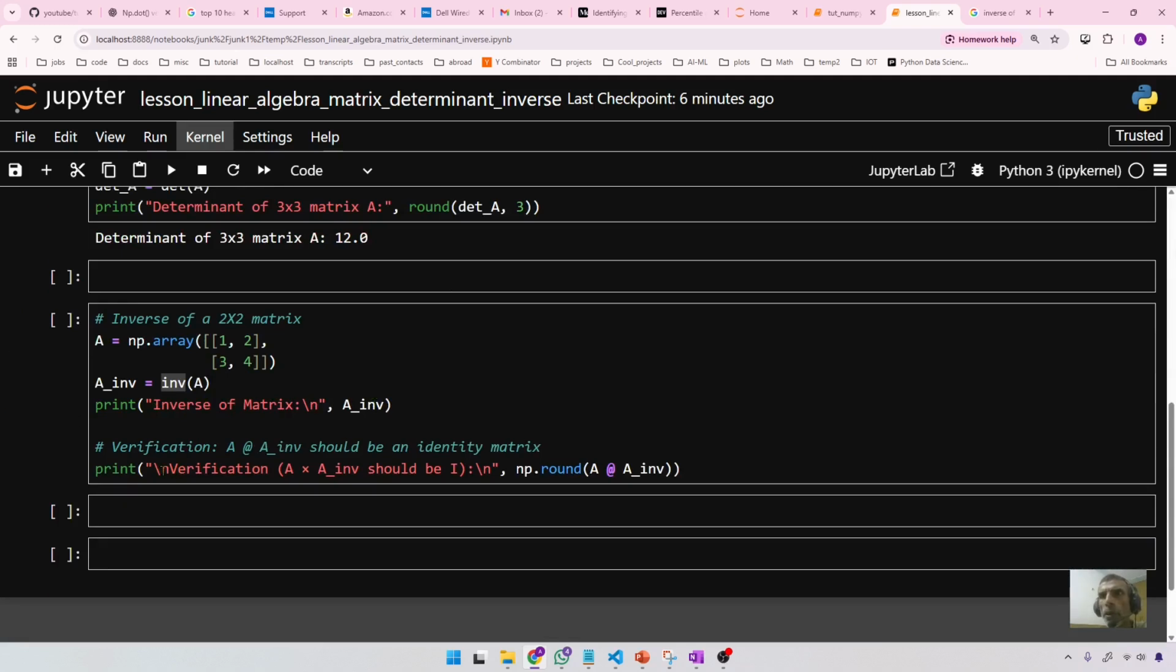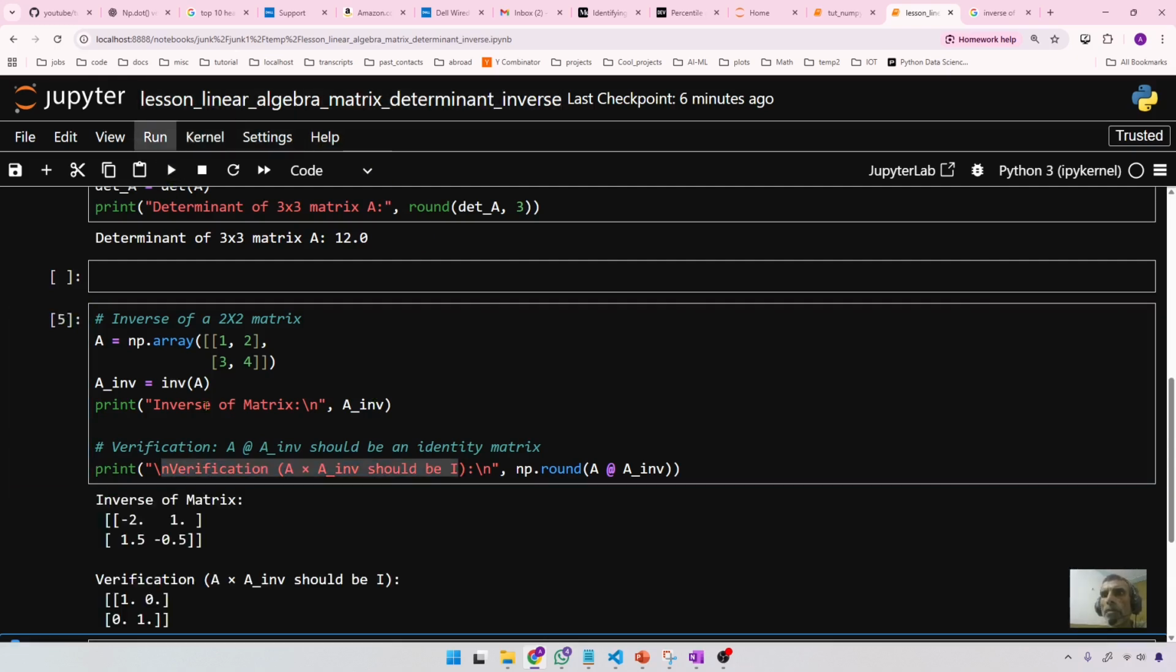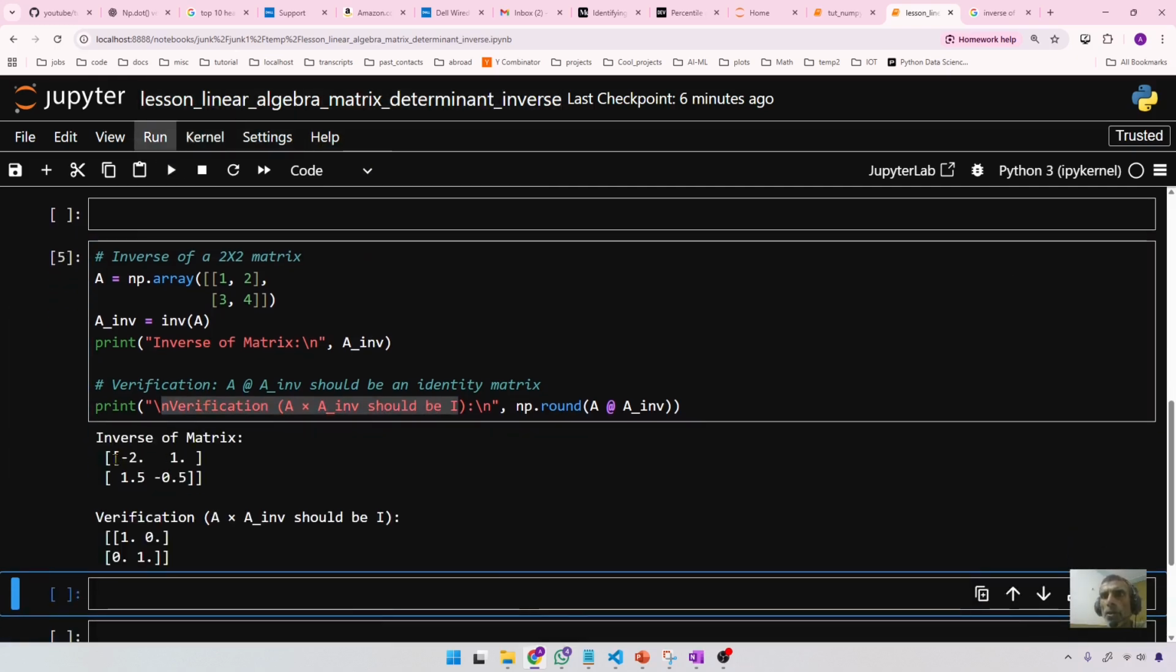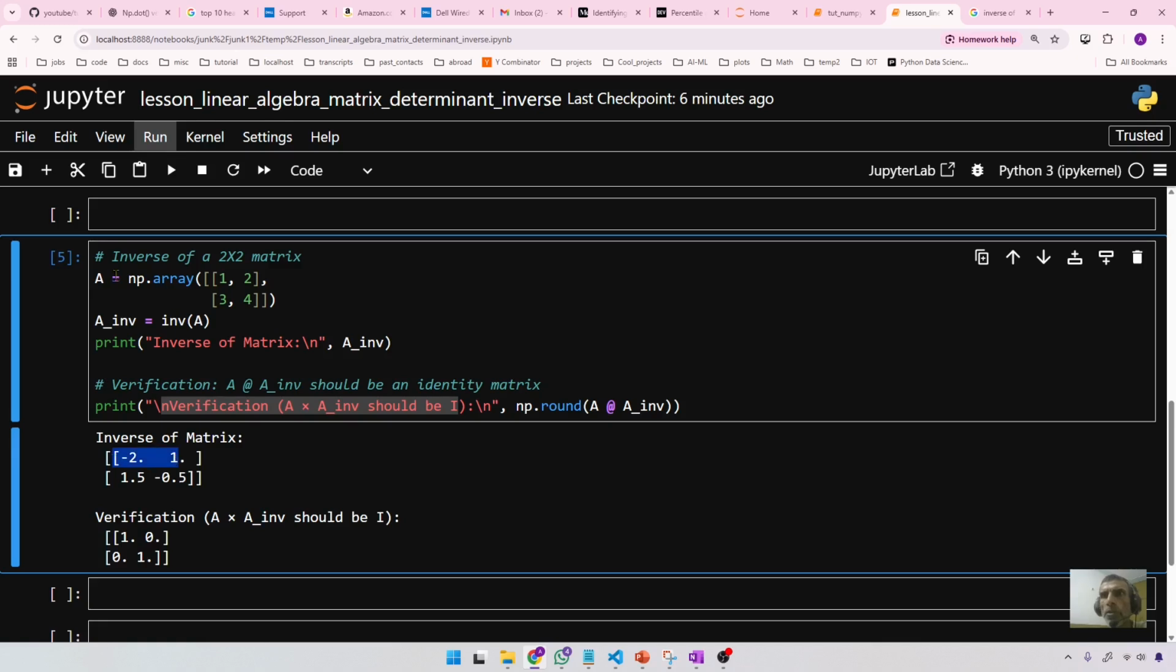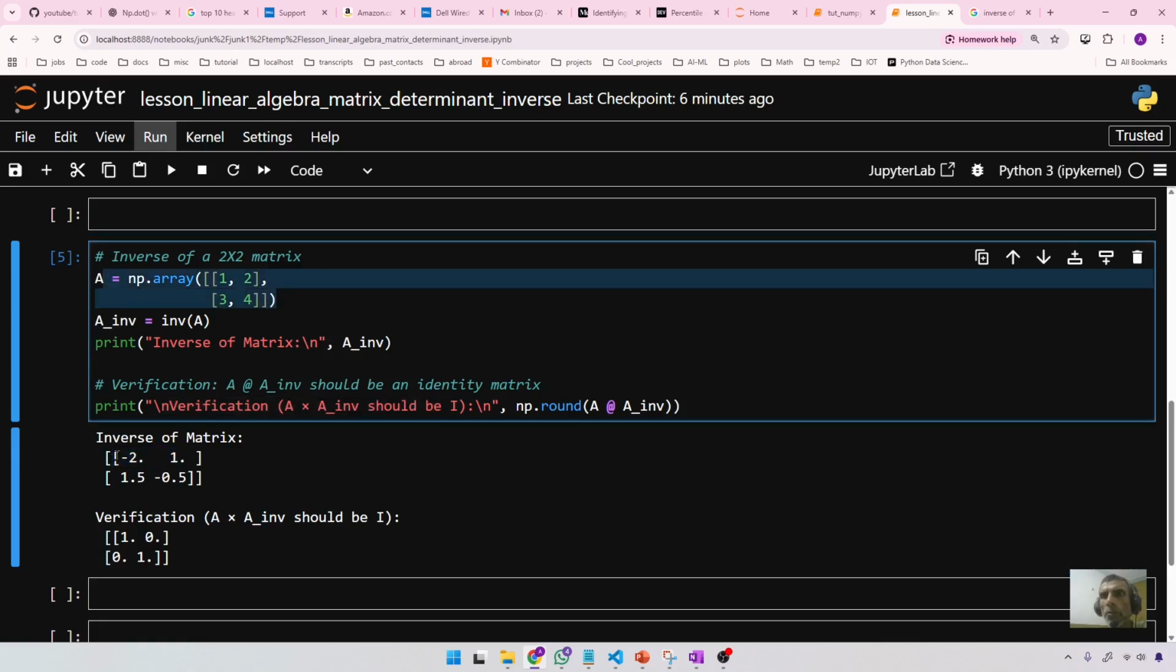Then I'm also doing verification. Okay, and when I run this, it gives me my answer right here. So this is my inverse. This is my matrix right here, A, and this is the inverse of that.